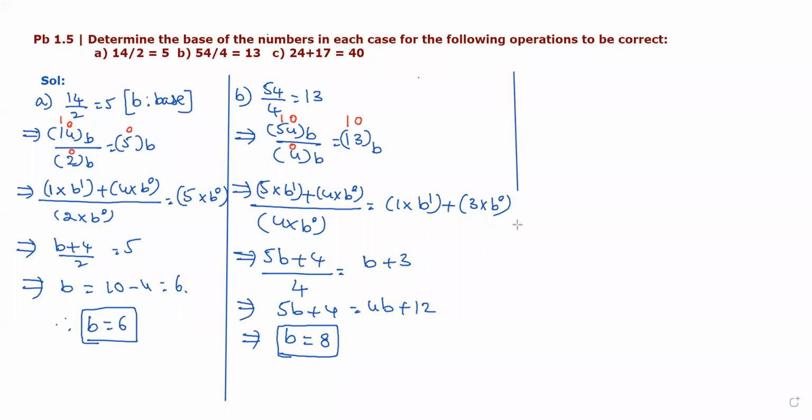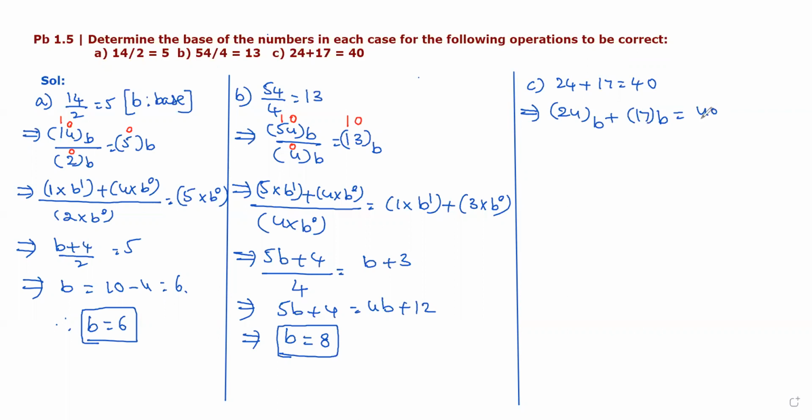Now let us move to the third combination of the numbers, that is 24 plus 17 equal to 40. The same method we should follow. This implies 24 with the base b plus 17 with the base b equal to 40 with the base b. Then we should assign the weights for each digit of these numbers starting from LSB, 0 and 1. Here 0 and 1, here also 0 and 1.